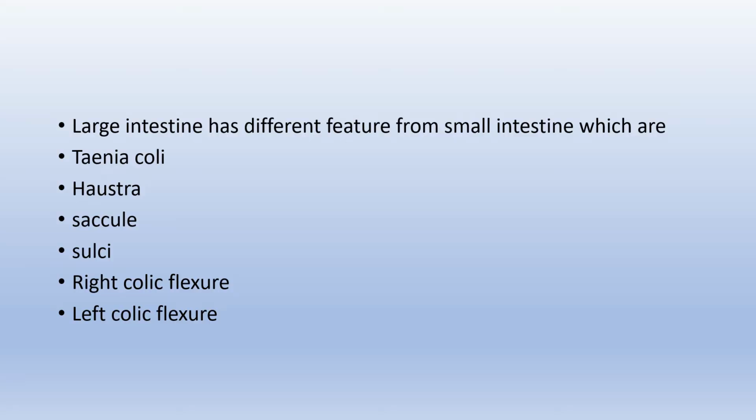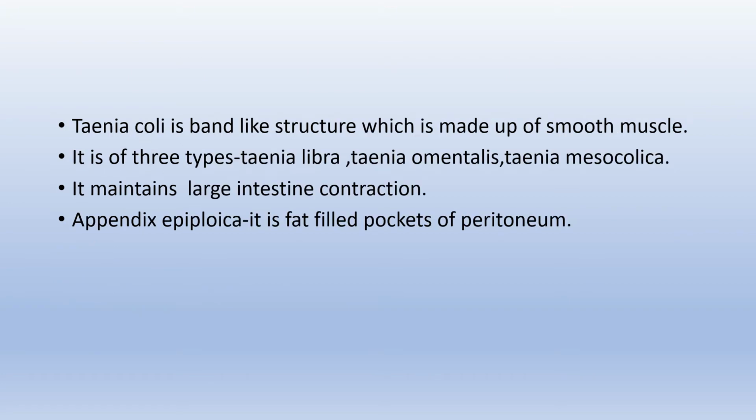Large intestine has different features from small intestine, which are Taenia coli, Haustra, saccule, sulci, right colic flexure, left colic flexure, which are present in large intestine. Taenia coli is a band-like structure which is made up of smooth muscle. It is of 3 types: Taenia libera, Taenia omentalis, Taenia mesocolica. It maintains contraction of large intestine.